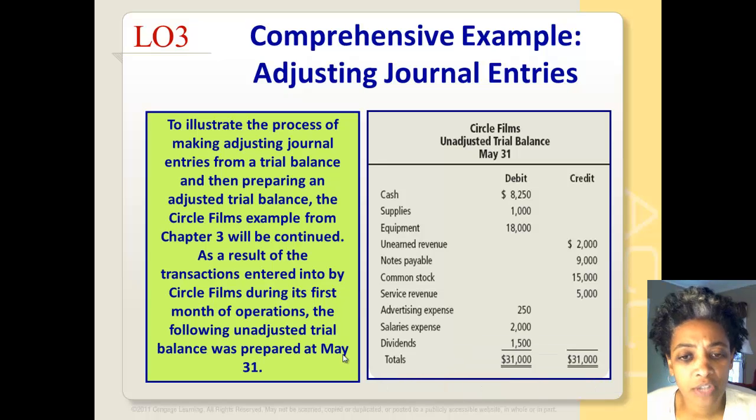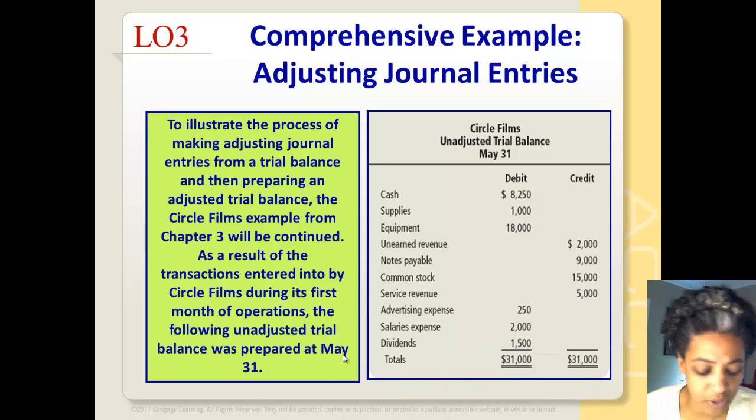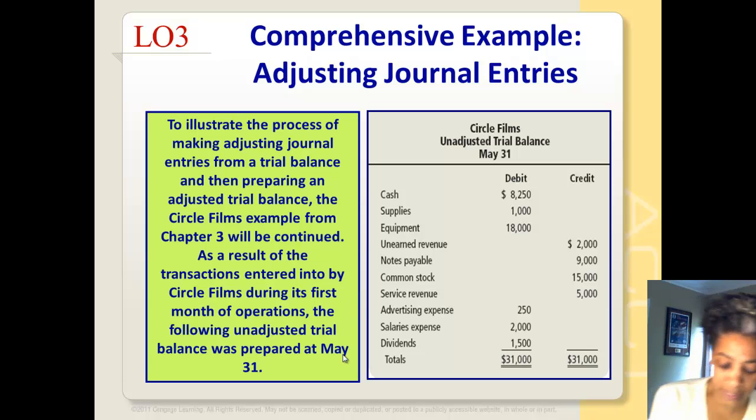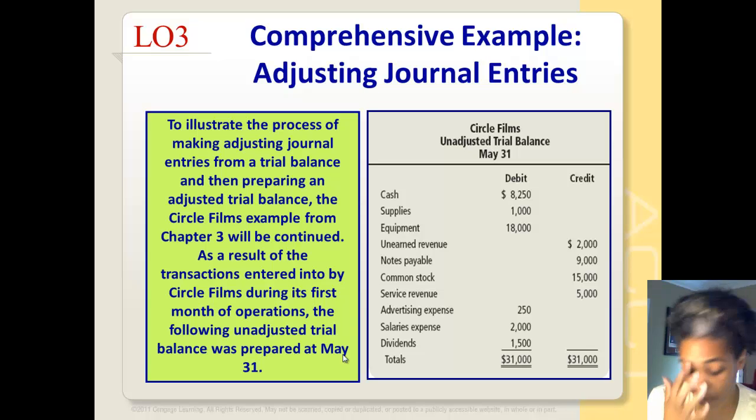We've been talking about adjusting journal entries, so now let's go through an example. To illustrate the process of making adjusting journal entries from a trial balance and then preparing an adjusted trial balance, let's go back to that Circle Films example that we used before when we were doing individual transactions.